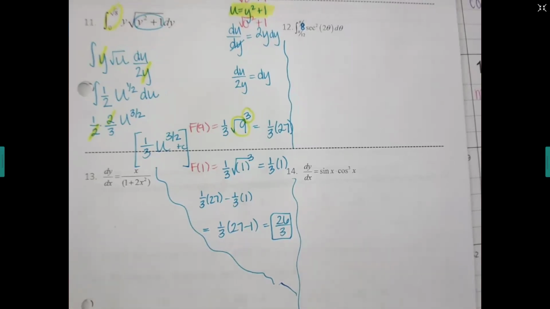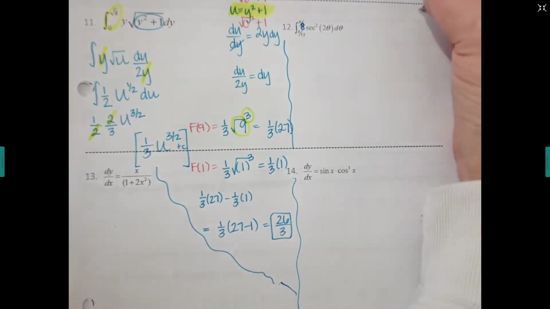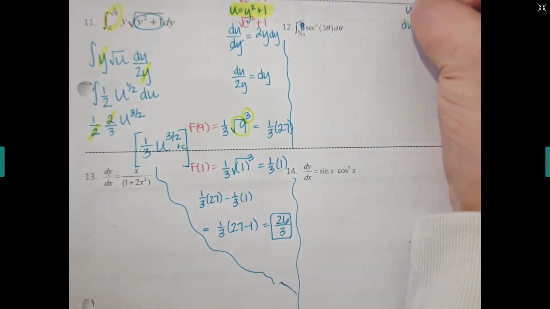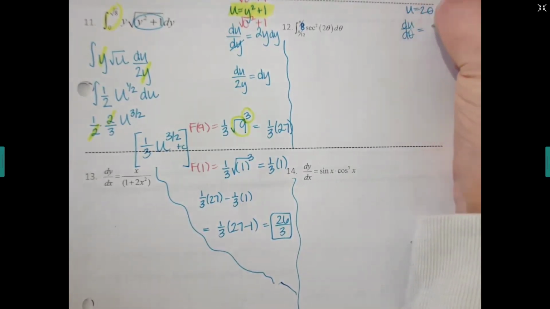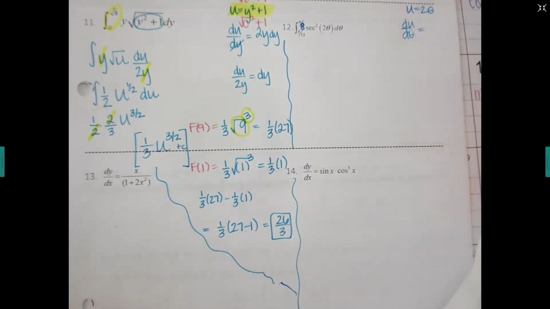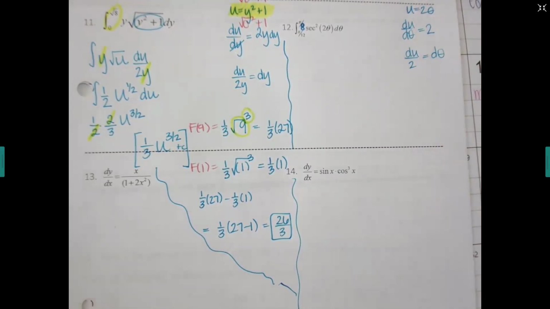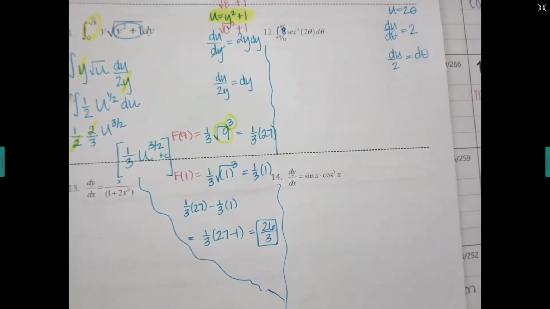Okay, so first question, what will I choose as my u? 2 theta. My u is 2 theta. What does that make du d theta? The derivative of 2 theta is just like 2x, the derivative is just 2. Then I know that du over 2 is going to replace my d theta. Remember, whatever this derivative is, it always just ends up under the du.